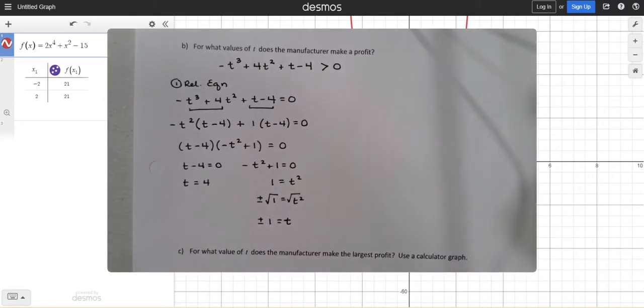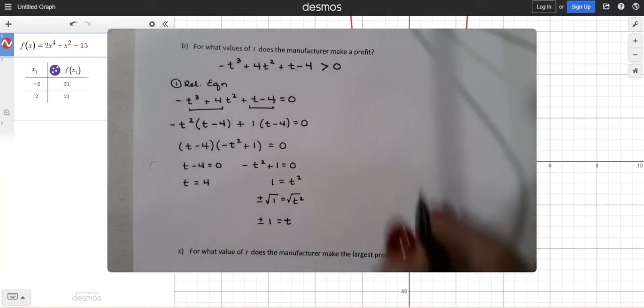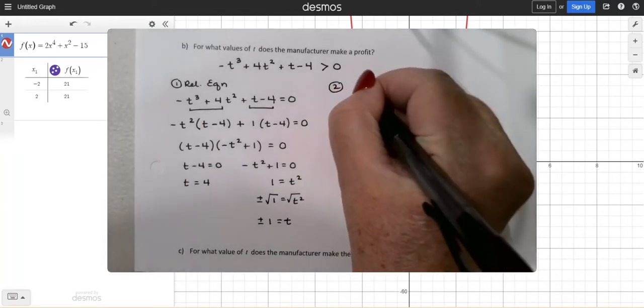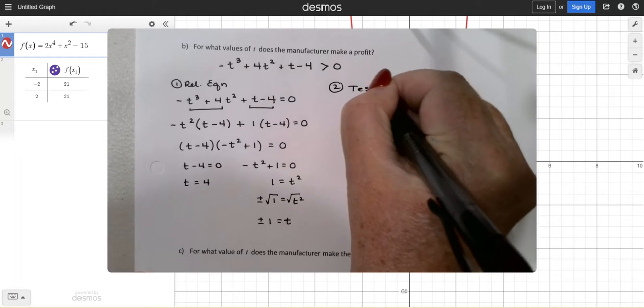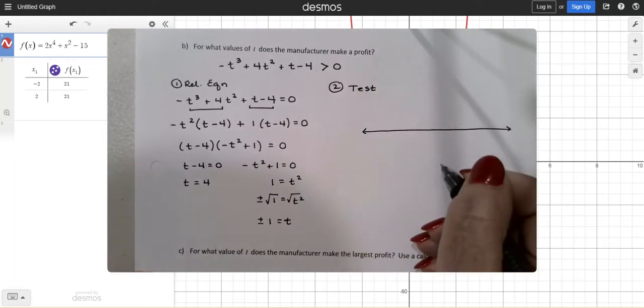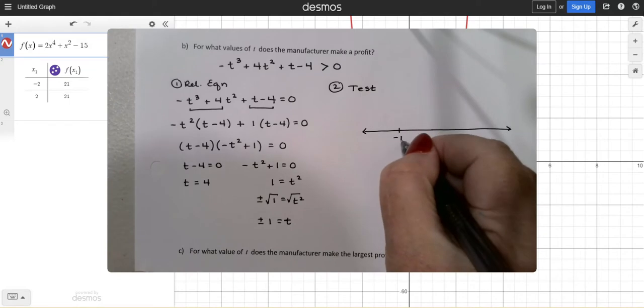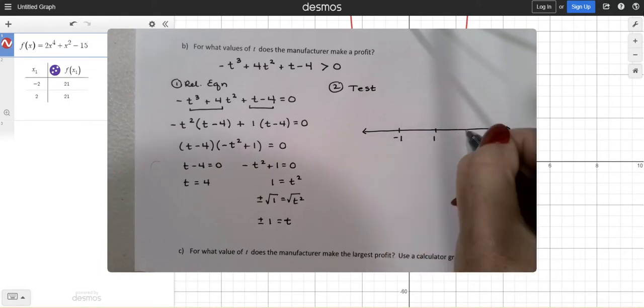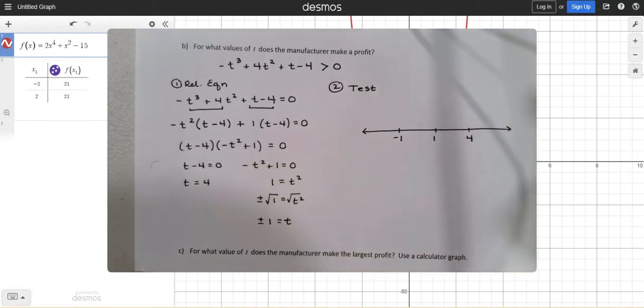Now in this particular case, I'm going to eventually have to think about what my reasonable domain is, but for right now I'm just going to do the problem. So let's go ahead and test. My test values are negative 1, positive 1, and 4.